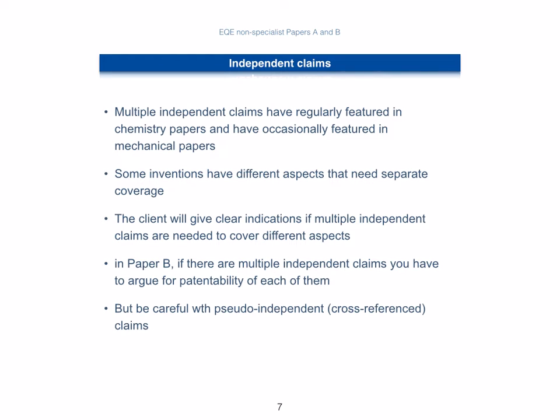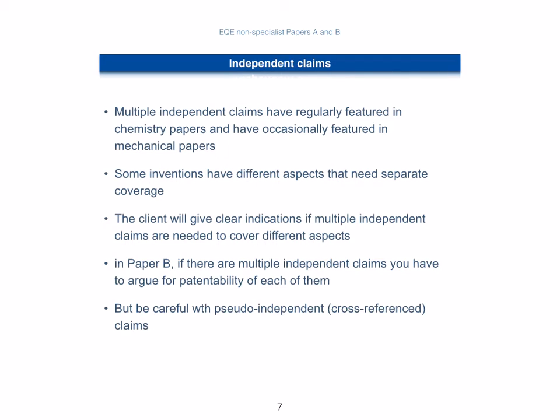We now turn to independent claims. Multiple independent claims have regularly featured in chemistry papers and have occasionally featured in mechanical papers. Some inventions have different aspects that need separate coverage, and which varies from invention to invention and from paper to paper, and of course may also vary in future non-specialist papers.